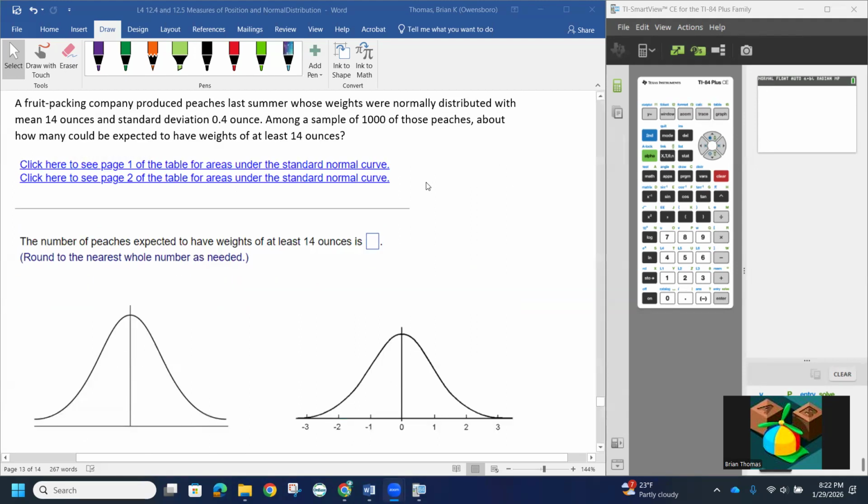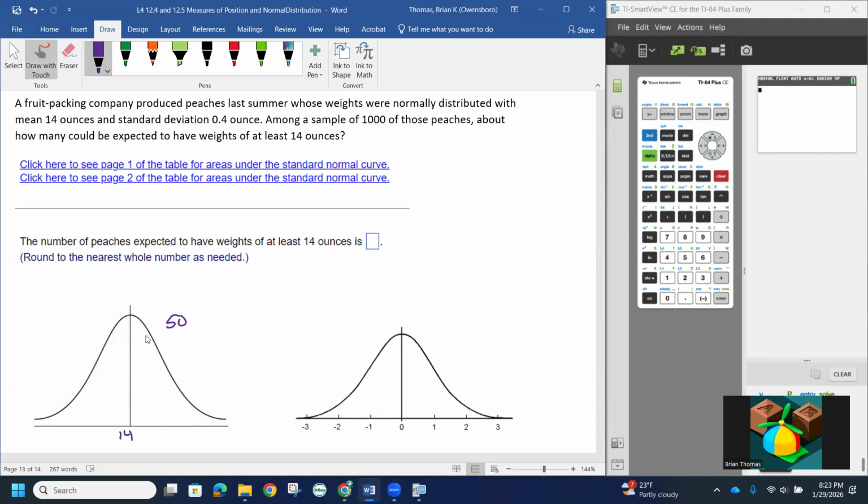14 ounces? Well, notice that 14 ounces puts us right smack at the mean. So if 14 is right smack at the mean, that means that 50% has got to be at least 14. So really all we need to do is go 50% of 1,000. So half of 1,000 means that's 500. So 500 peaches should be at least 14 ounces. So that was question 13.